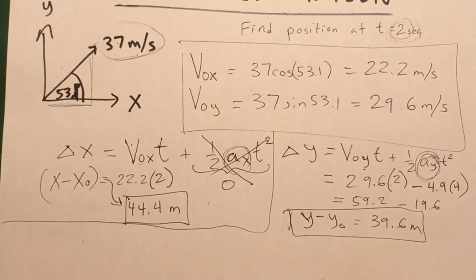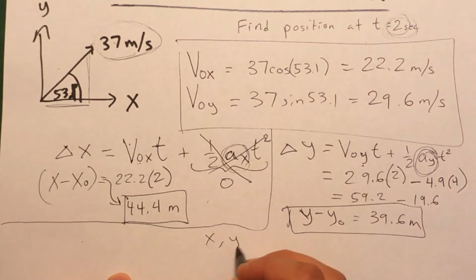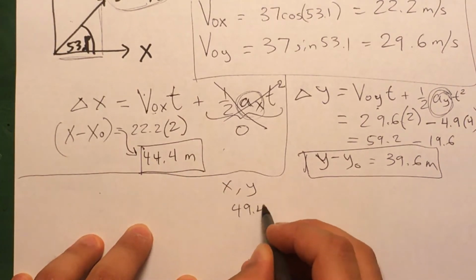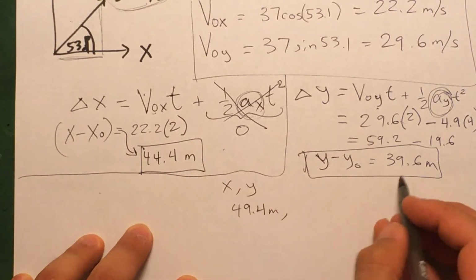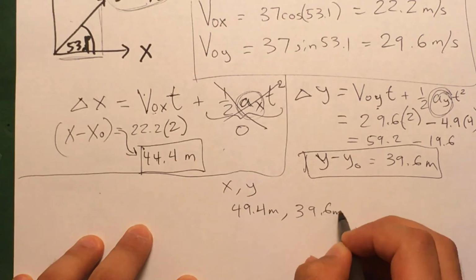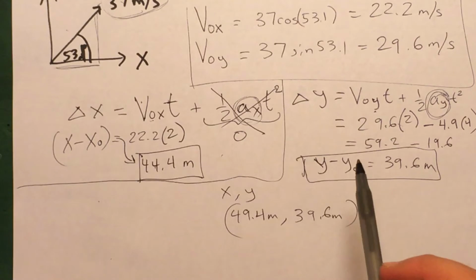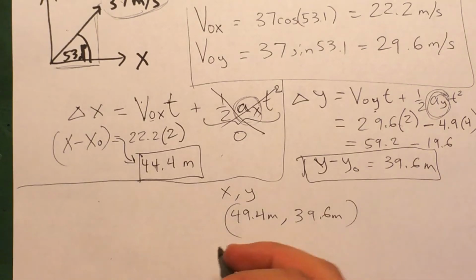Now the position would be x comma y, which in this case is 44.4 meters comma 39.6 meters. And now we want to find the velocity at that moment.